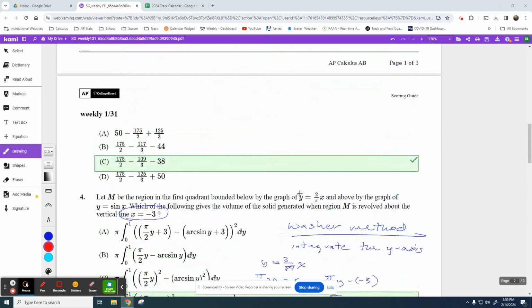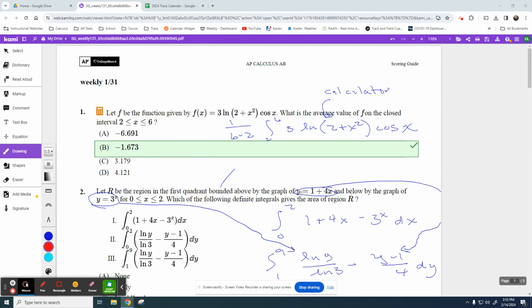Alright, guys, here we go. So I've gone through all of these. This is from 131. The biggest thing is you've got to pay attention to the wording and what they're looking for. This one in general is a calculator problem. So when you see that, you're going to be able to use your calculator.